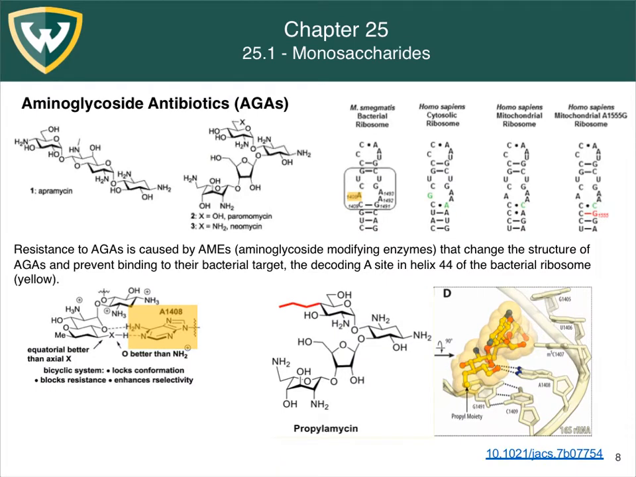Many other amino sugars are components of naturally occurring antibiotics. Here we have selected aminoglycoside antibiotics, which are highly important treatments against gram-negative bacterial infections. Due to widespread clinical use, there is significant resistance to the parent compounds paromomycin and neomycin.